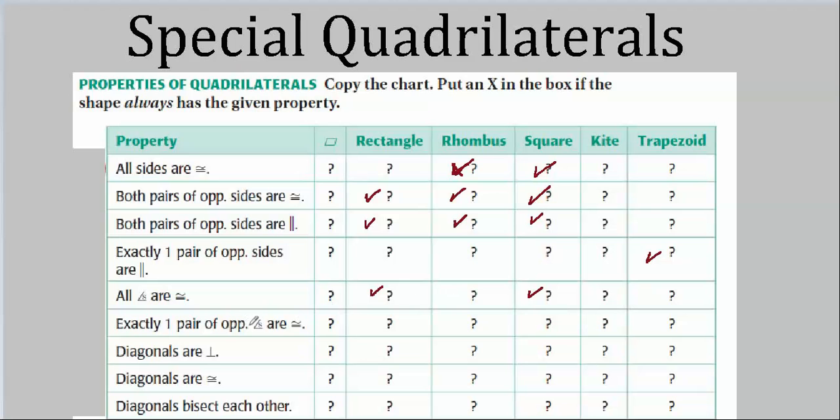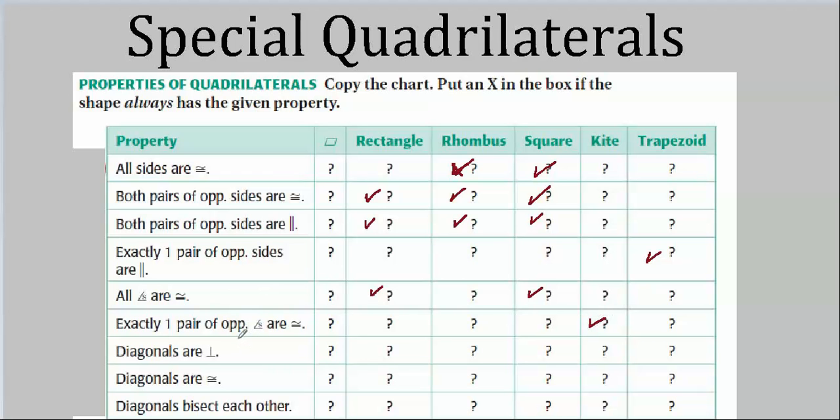Exactly 1 pair of opposite angles are congruent. Well, that applies to the kite for sure. The square? No, both pairs. The rhombus? Both pairs. A rectangle, trapezoid, pretty sure. Kite is the only one that's going to exhibit this property. Exactly one pair.